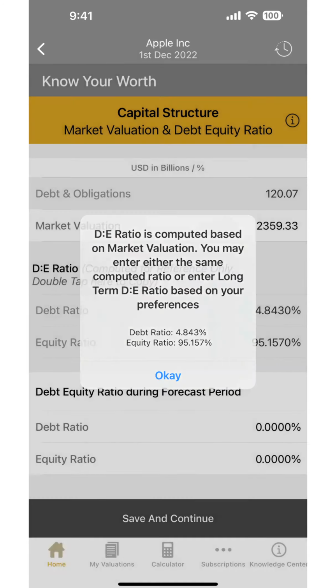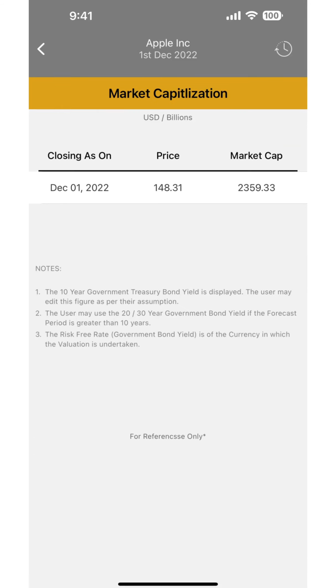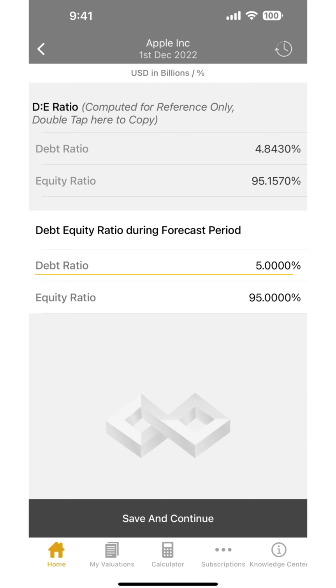Now we advance to the capital structure screens, which give the breakup of debt and equity. Debt is at book value. Equity is taken at the market value based on the last traded closing price. The app uses market value of equity to compute the debt-equity ratio. To insert the same ratio for the debt-equity ratio, users can just double-tap the mentioned area to copy it, or you can change to the ratio you expect to maintain during the forecast period. The debt-equity ratio is changed for Apple and is assumed as debt at 5% and equity at 95%.